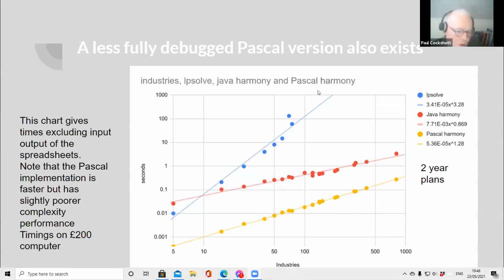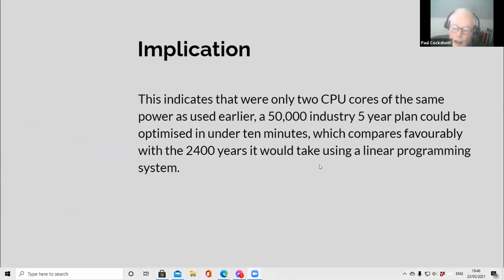I've released other versions of it other than the Java versions, which are a bit faster. This indicates that instead of taking 2,000 years to solve a plan, we could solve it in about 10 minutes for 50,000 products. And I was deliberately doing all this on the cheapest computer I could buy, which is an Odroid single board computer that uses a mobile phone chip in it, for demonstration purposes.